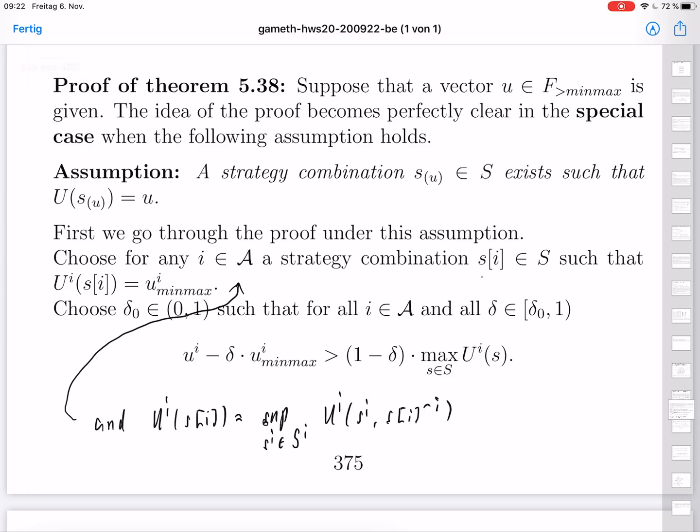So now I will choose my discount rate delta 0 quite close to 1, such that the following inequality holds. I want that for any player i and any discount rate delta bigger or equal delta 0, the following inequality holds. On the left-hand side, I have the difference of the utility value u_i minus delta times u_i minmax. And this is positive because delta is smaller than 1 and u_i is bigger than u_i minmax.